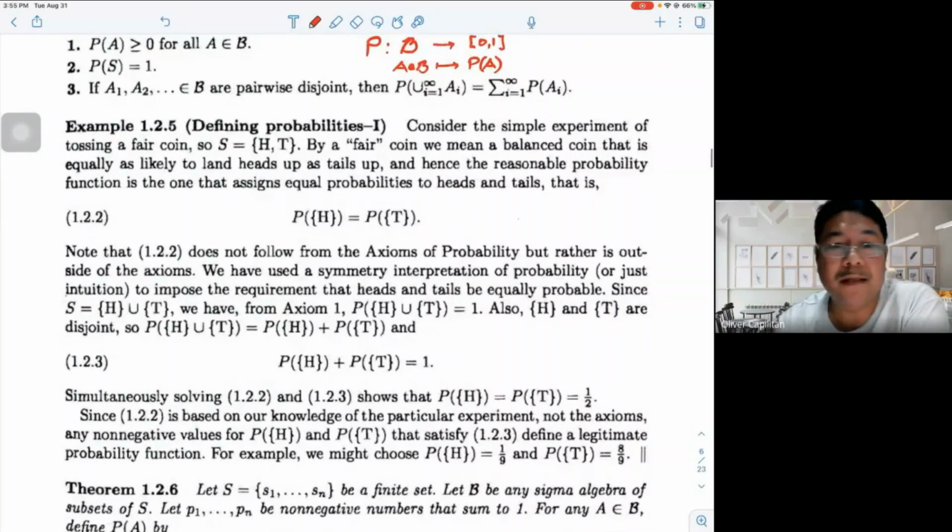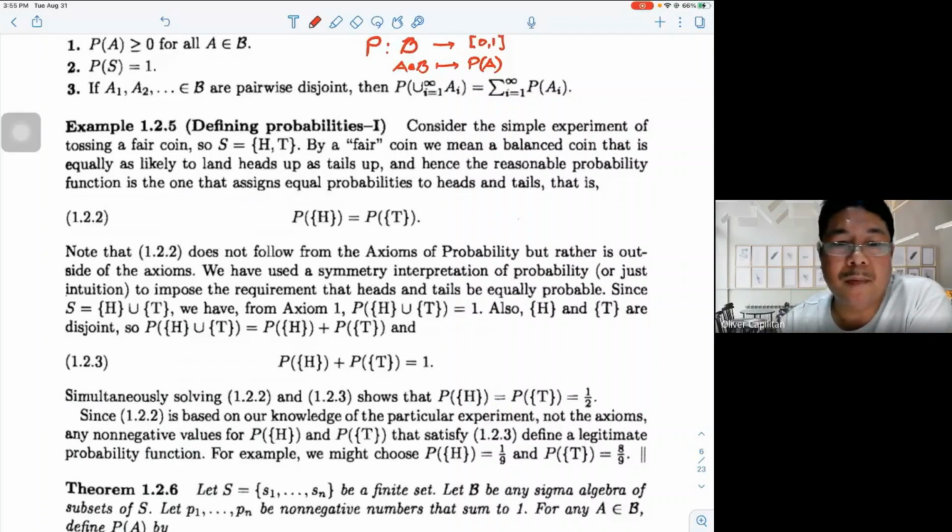Okay, let's proceed. Example 1.2.5. Consider the simple experiment of tossing a fair coin. The assumption is a fair coin. So our sample space here is a set containing H and T, H for the heads outcome and T for the tails outcome. When we say fair, it means we have a balanced coin, so it is equally as likely to land heads up as tails up.